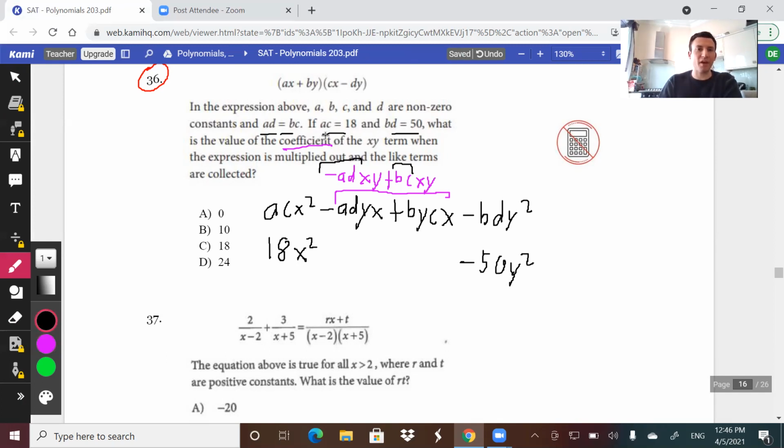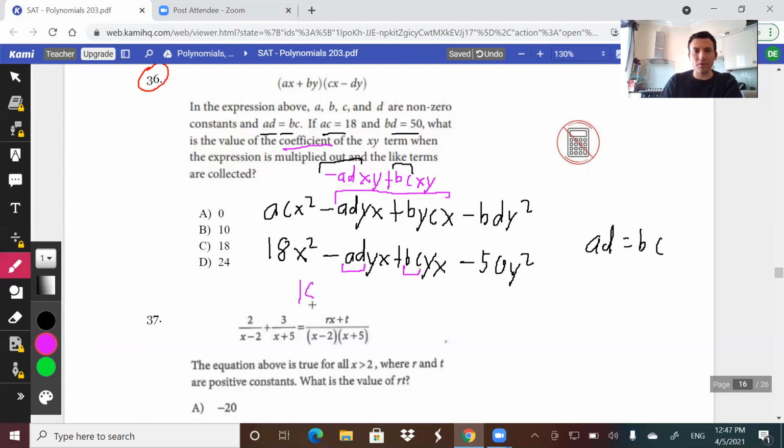And then here's the key thing, and this is a moment of truth. It tells us AD is equal to BC. So what we have in the middle is minus AD yx plus BC yx. And we know that AD is equal to BC. Well, if I have AD yx and BC yx and one's negative and one's positive, they're going to cancel each other out if they're equal to one another, right? If, say, this were 5, then this would have to be 5. Negative 5 plus 5 means we'd have 0 yx.